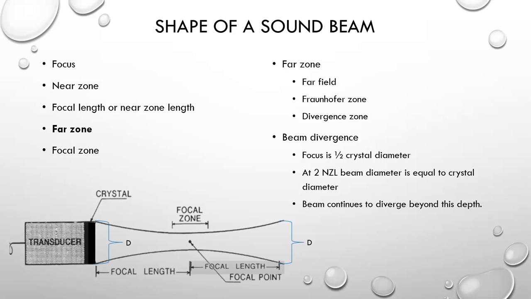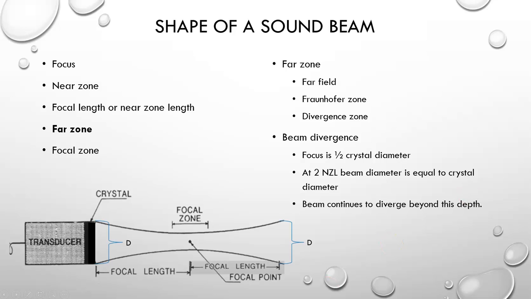So the focus is 1/2 of the crystal diameter at twice the near zone length, so twice the length between the crystal and the focus, which would bring us out to a point in the far field. It turns out that exactly at that point, the beam is equal to the size of the crystal. So all that implies is that the beam is symmetrical. Beyond the two near zone lengths, the beam continues to diverge and become wider and wider.